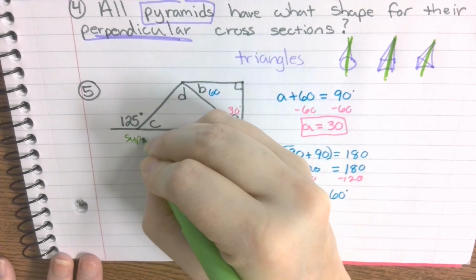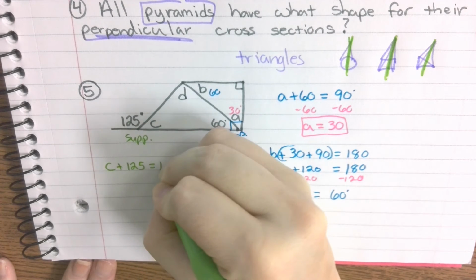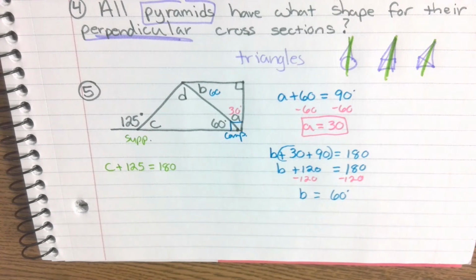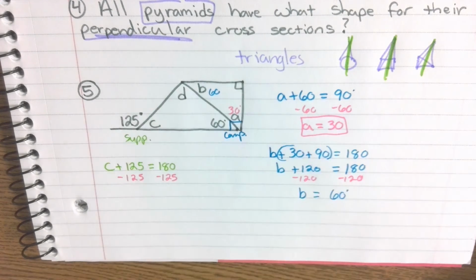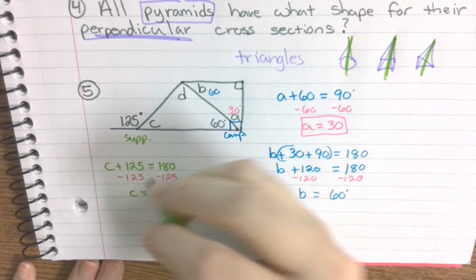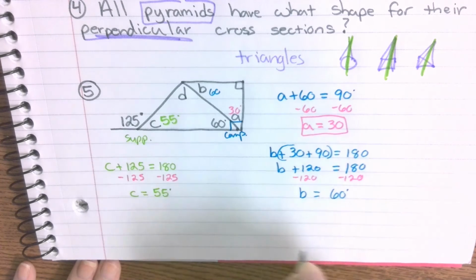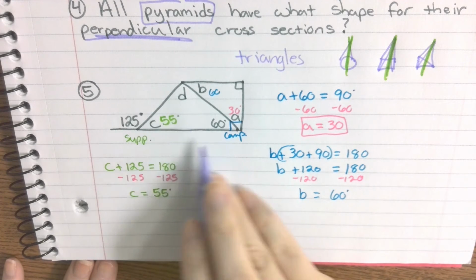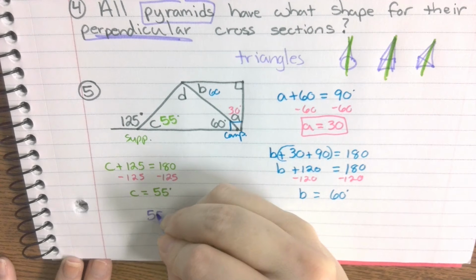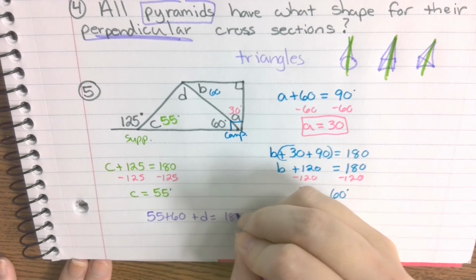Supplementary. So we have supplementary angles, meaning that C plus 125 is going to be equal to 180 degrees. If we subtract that 125 from both sides, we're going to get that C is equal to 55 degrees. So if I know that this is 55 degrees and this is 60, I can solve for D because, again, I can use that triangular sum theorem.